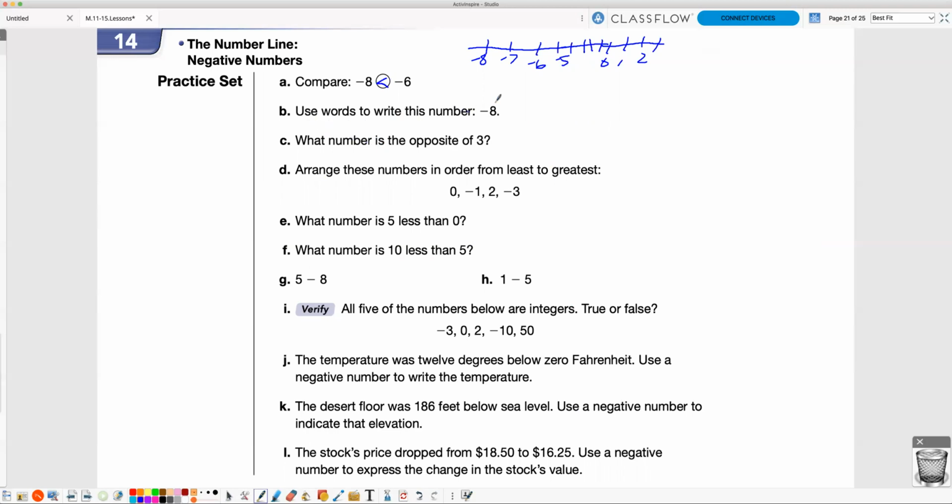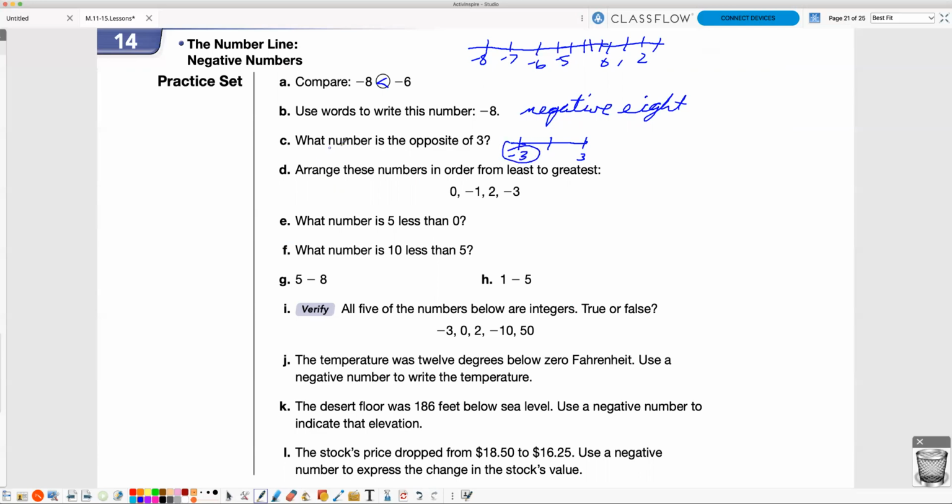Use words to write this number. Well, I just gave you the answer there. Go ahead and use words to write the number. Negative 8. Letter C, what number is the opposite of 3? So if you're looking on a number line and you have 0 in the middle, 3 is on the positive side, what number is the direct opposite over here? It's a negative something. And if you answered negative 3, you were correct.